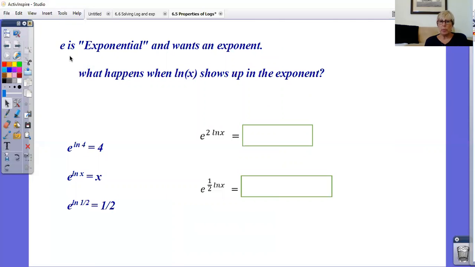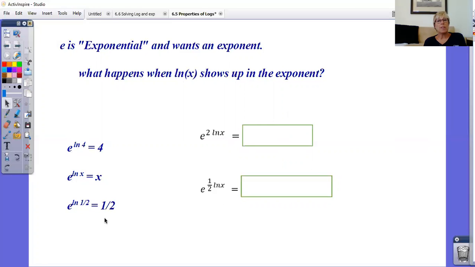So let's talk a little bit more about e and the natural log. E is exponential. It's a base and it wants an exponent. So what happens when the natural log shows up in the exponent? So here I have a base e, the natural log has shown up in the exponent. E and ln are inverses. 4 is your answer. E and ln are inverses. X is your answer.